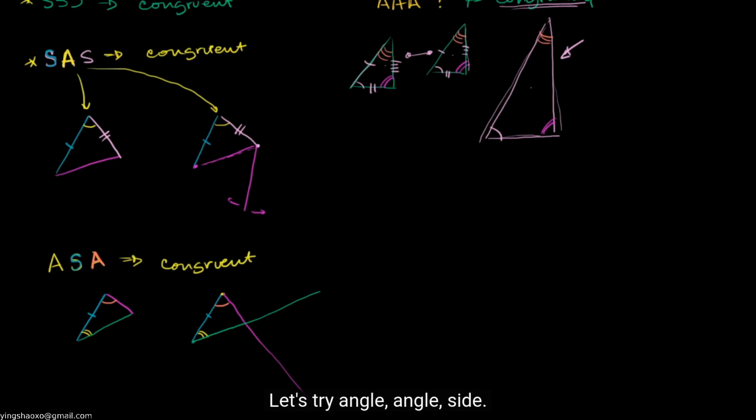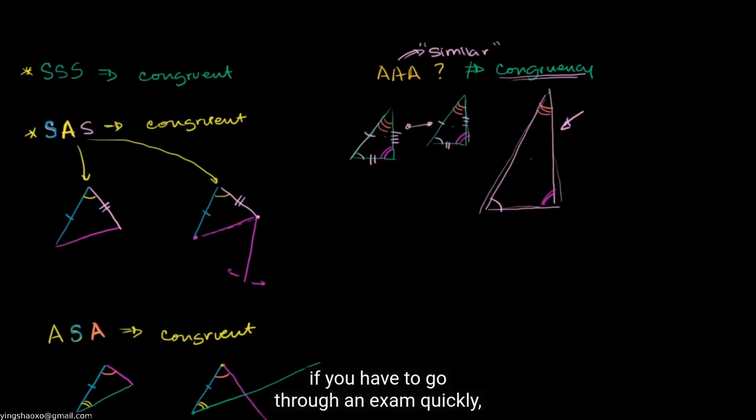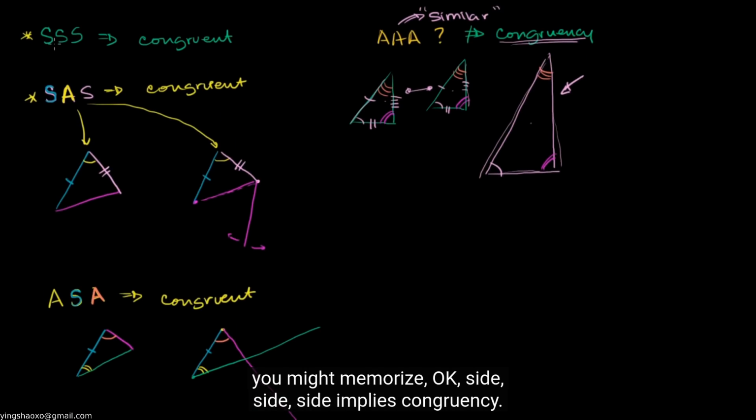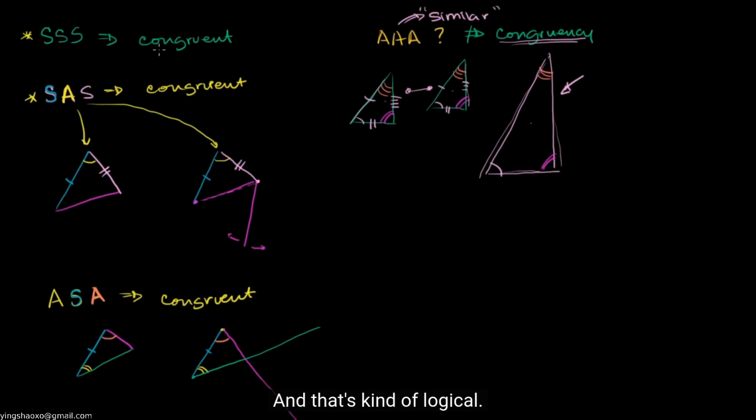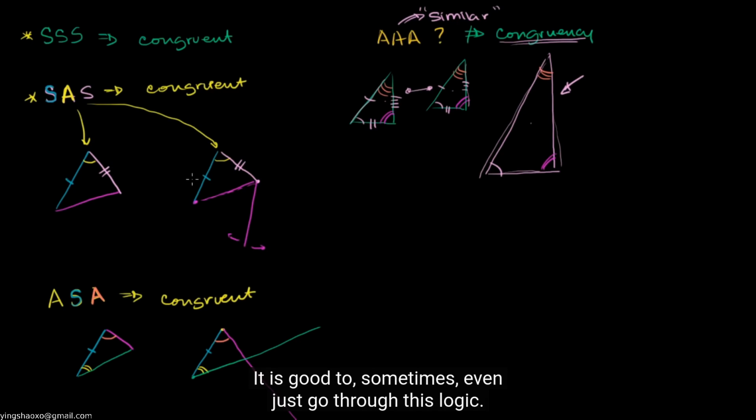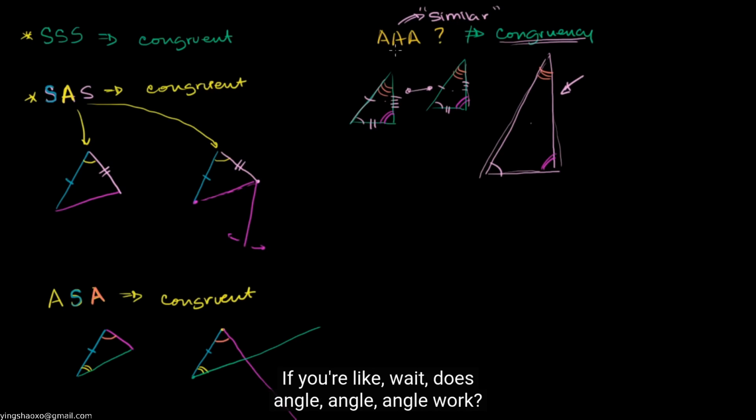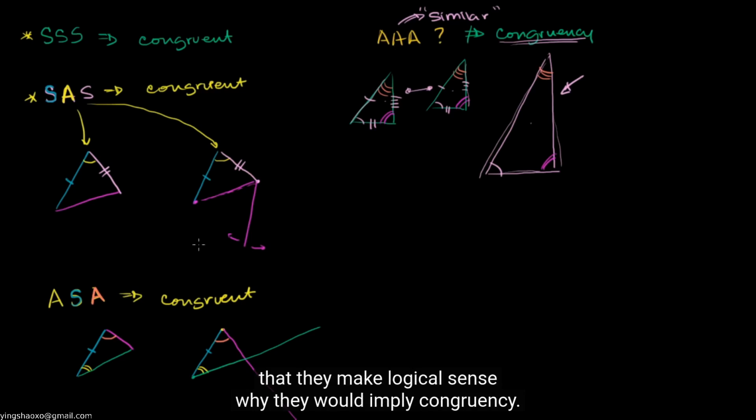Now let's try another one. Let's try angle, angle, side. In some geometry classes, and maybe if you have to go through an exam quickly, you might memorize, okay, side, side, side implies congruency, and that's kind of logical. Side, angle, side implies congruency, and so on and so forth. I'm not a fan of memorizing it. It might be good for time pressure. It is good to sometimes even just go through this logic. If you're like, wait, does angle, angle, angle work? Well, no, I can find this case that breaks down angle, angle, angle. If these work, just try to verify for yourself that they make logical sense why they would imply congruency.